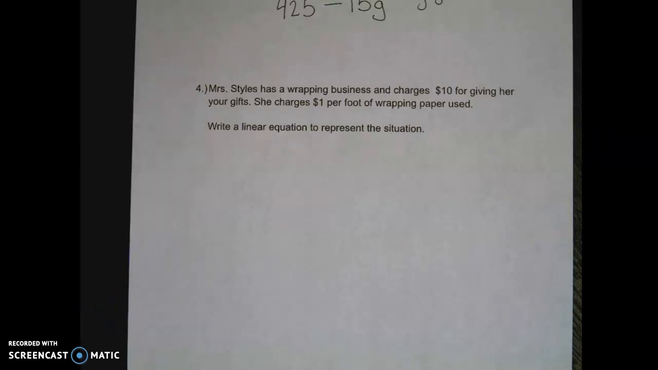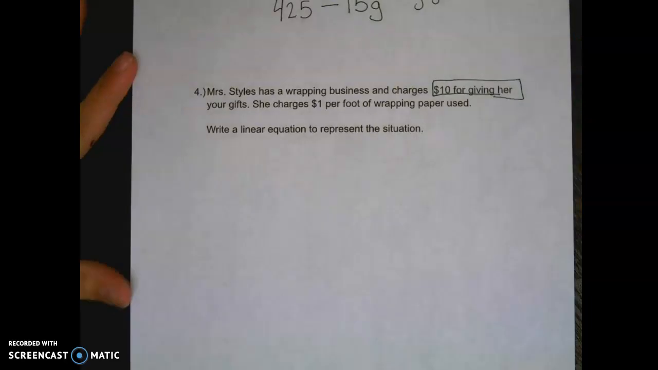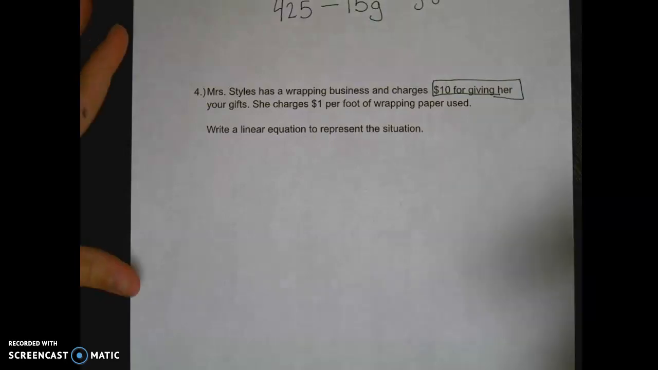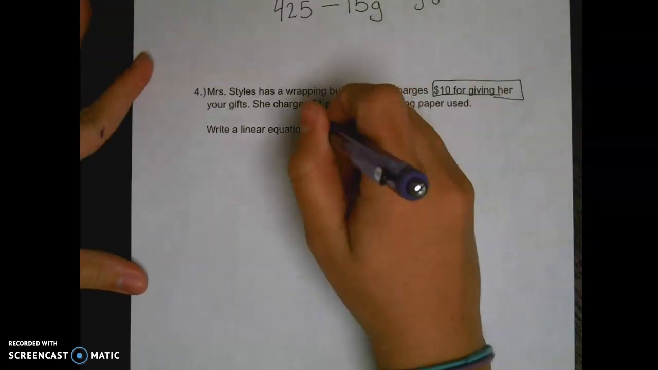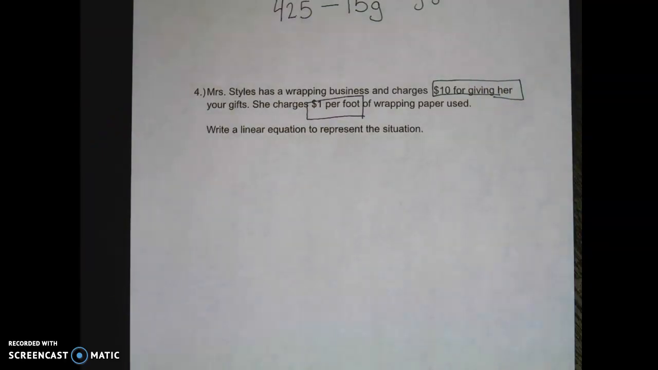So Miss Styles has a wrapping business and charges $10 for giving you gifts. Okay, so it's a flat fee. If you come to her and say, "Hey, I need this present wrapped," boom, instantly $10. She charges $1 per foot of wrapping paper because she's bougie and she charges for wrapping your presents.